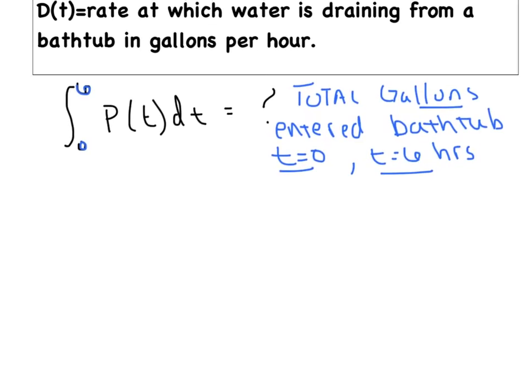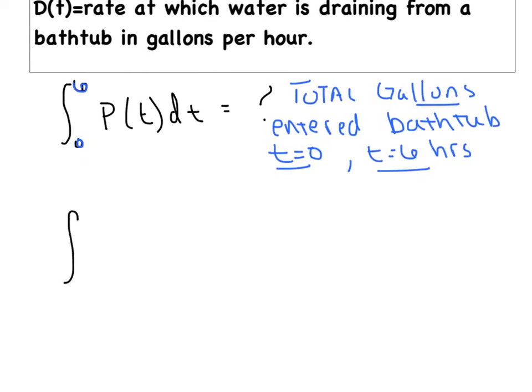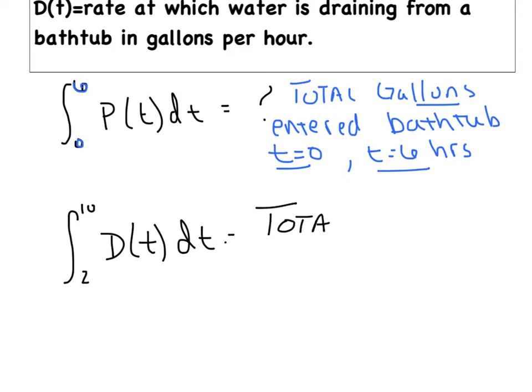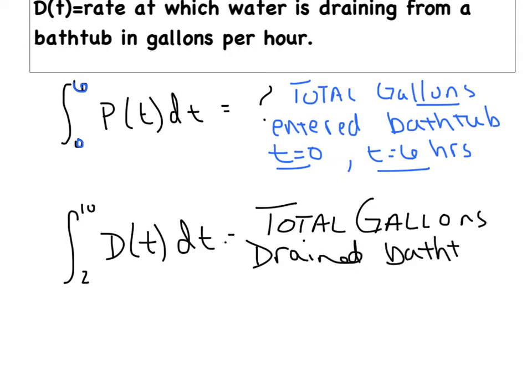Hey, let's throw another one out there. What if I said I want the integral from 2 to 10 of d of t? How comfortable do you feel describing this one? Again, focus on the meaning and interpreting it. We would say this is the total what? Total number of gallons that have drained out of the bathtub between when? We got slightly different bounds. So we'll say between t equals 2 and t equals 10 hours. Make sure those hours are there.